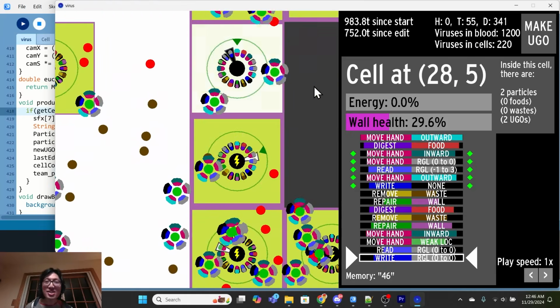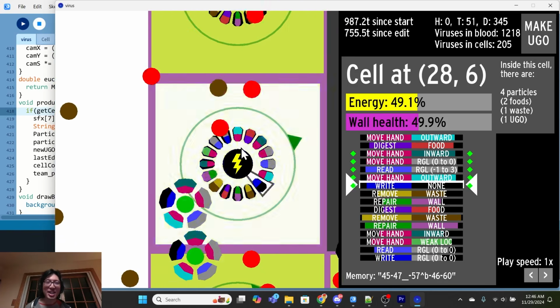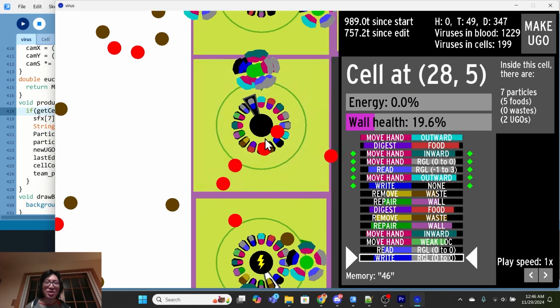Why is this one 0? Because it ran out of energy. I didn't even know that could happen. See, the lightning bolt in the center says how much energy you have, but once you run out of energy, you freeze and become.